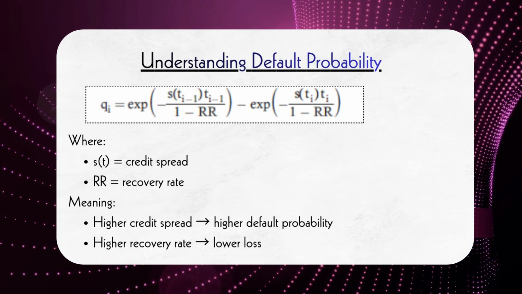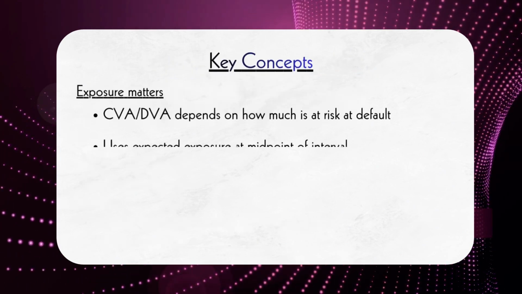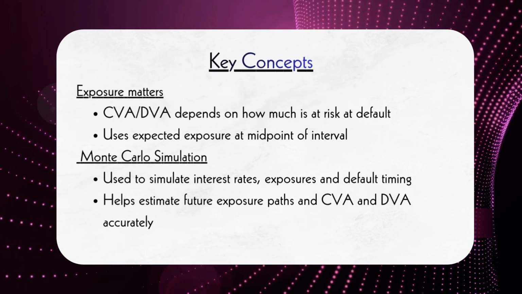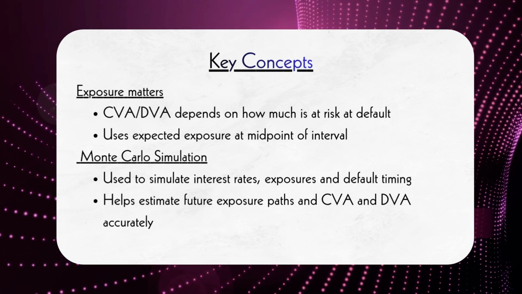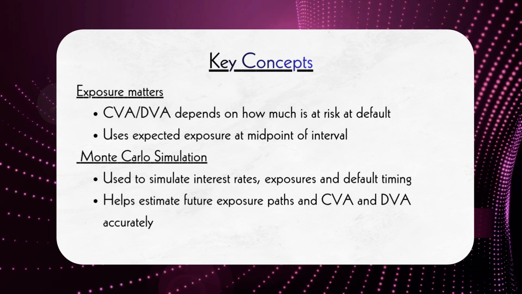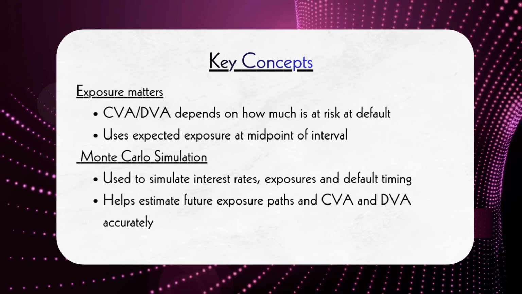In real-world applications, these calculations are not done manually. Banks use Monte Carlo simulations to simulate thousands of possible future scenarios for market variables like interest rates and exposures. This helps estimate how exposure changes over time and allows accurate calculation of CVA and DVA.